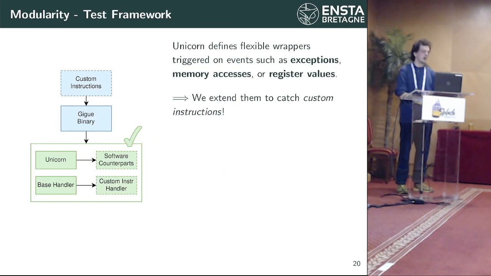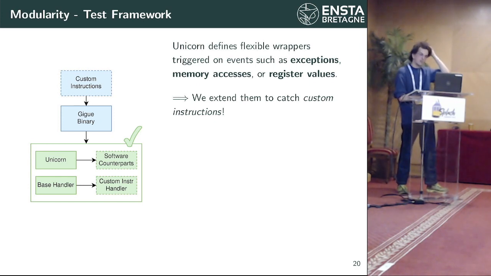So the test framework we define is based on Unicorn, which is a lightweight wrapper on top of QEMU. It defines flexible wrappers that are triggered on events such as exceptions, memory accesses, or register values that are being reached. We extend them to catch custom instructions as defined in the standard.